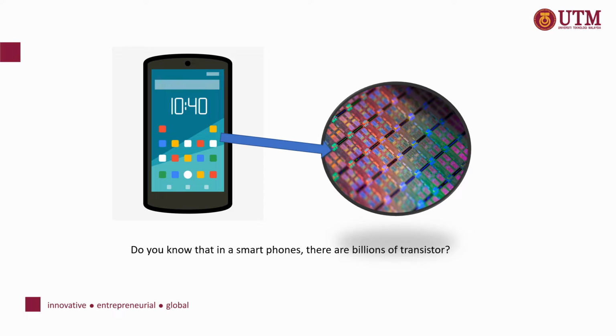Do you know that in a smartphone there are billions of transistors? And do you know how the process to create a transistor works? In this presentation, I will present on the fabrication of germanium N-P junction using co-implantation and two-step rapid thermal annealing.